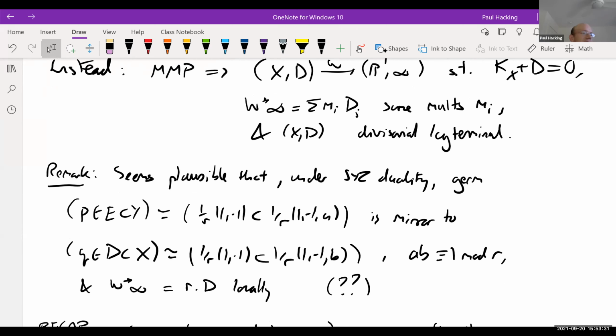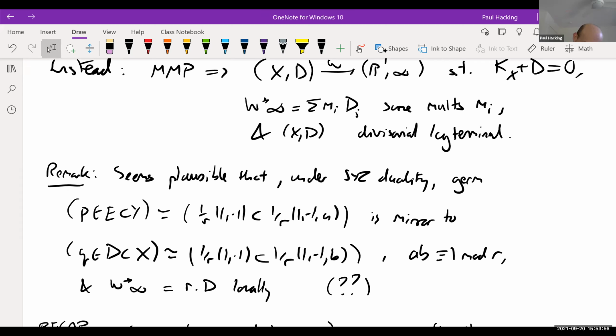You're dualizing a torus fibration over a base. And so, it's a reasonable question: is there some kind of local duality for these types of singularities that we saw in the setup for the Q-Fano? And if I had to guess, I would guess that in the mirror picture, you just change this character A to its inverse mod R.